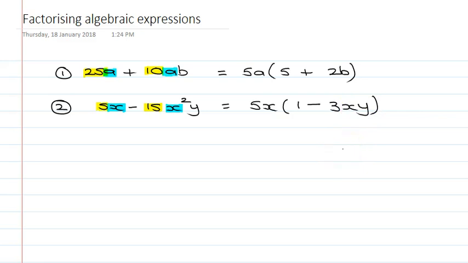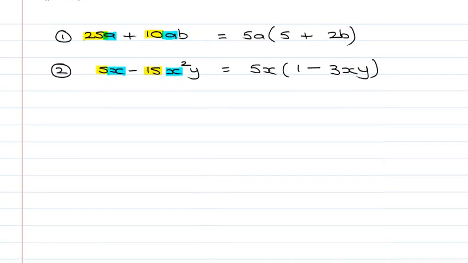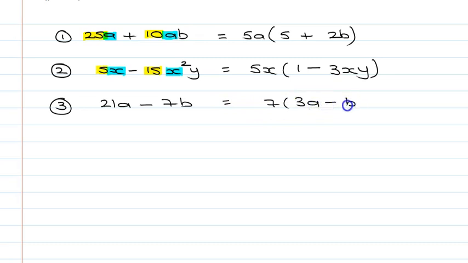Okay, you can always check that you've factorised the expression correctly by expanding. So I could expand out, for example, let's do the last example and I'll expand that one to double check. So let's do number 3. Let's do 21a minus 7b. Okay, so the highest common factor again quickly is 7. And I've got 3a and I'm taking away a b.